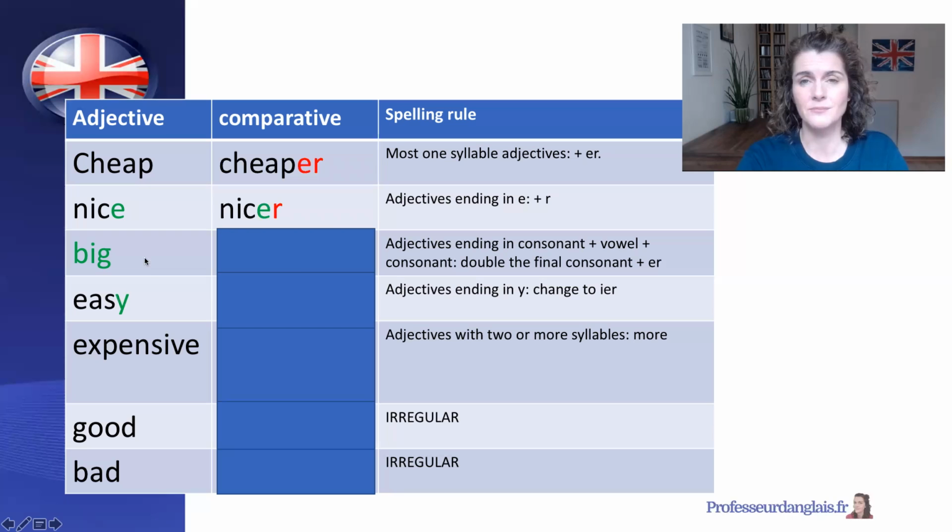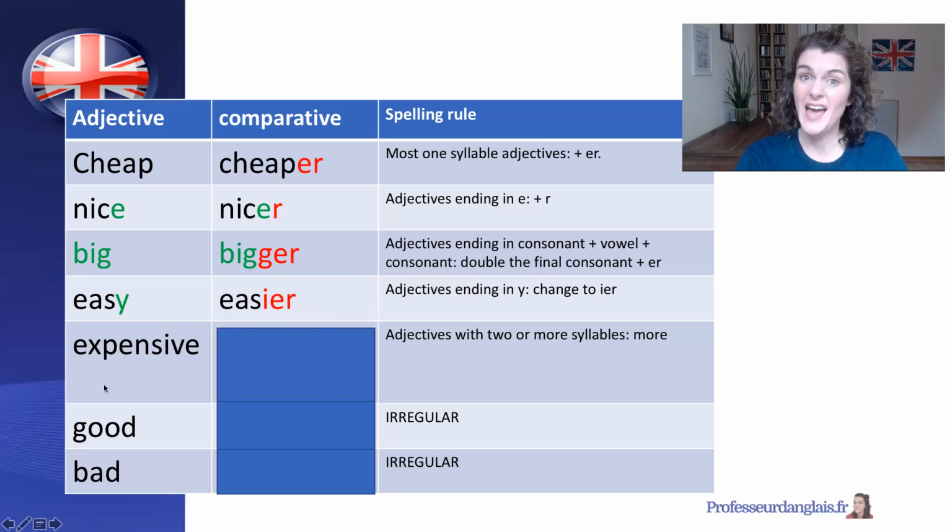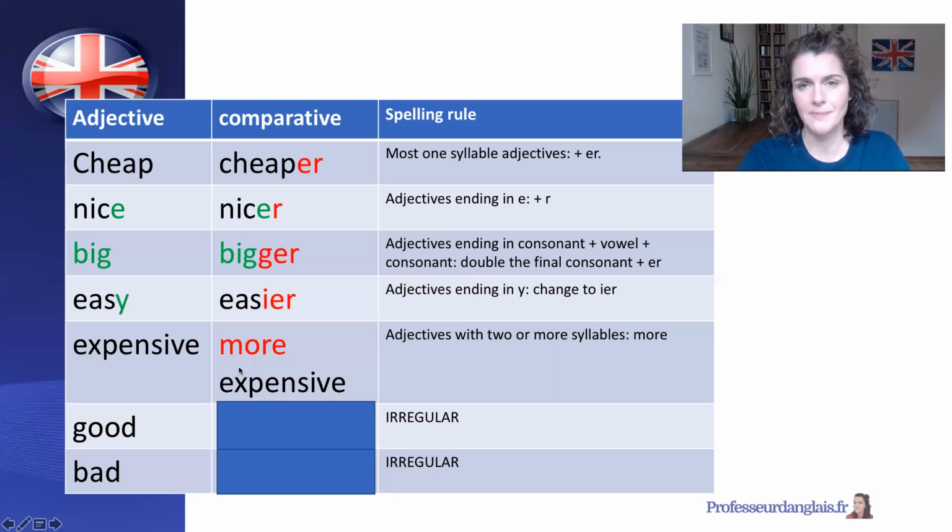So big becomes bigger. If our adjective ends in a Y, we get rid of the Y and we add IER. So easy becomes easier. If we have a long adjective, an adjective of two or more syllables, like expensive, we make it comparative by adding the word more. More expensive.